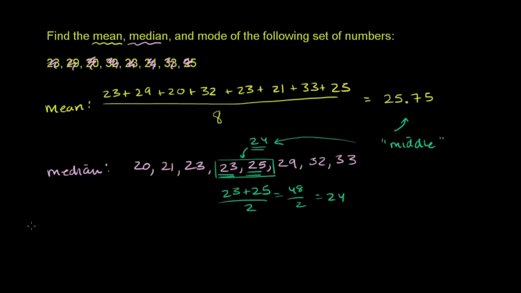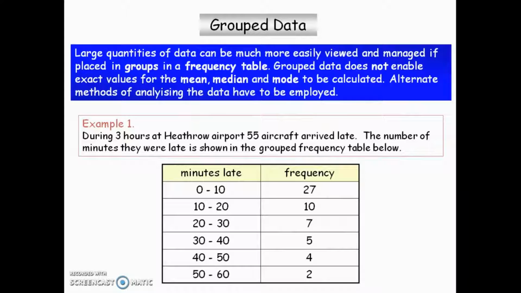Then finally, we can think about the mode. And the mode is just the number that shows up the most in this data set. All of these numbers show up once, except we have the 23, it shows up twice. And so because 23 shows up the most, every other number only shows up once, 23 is our mode.